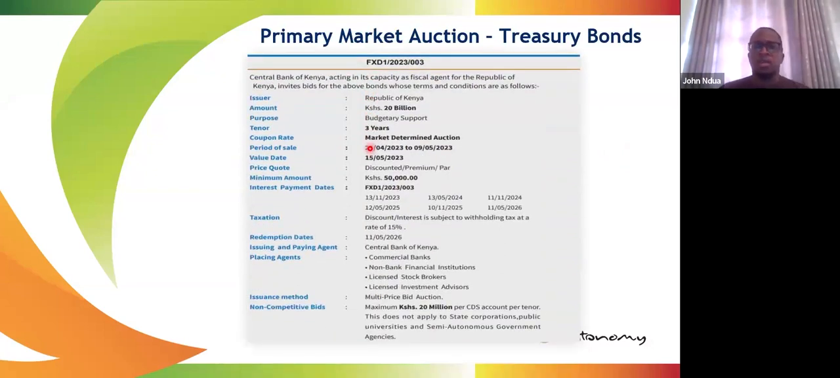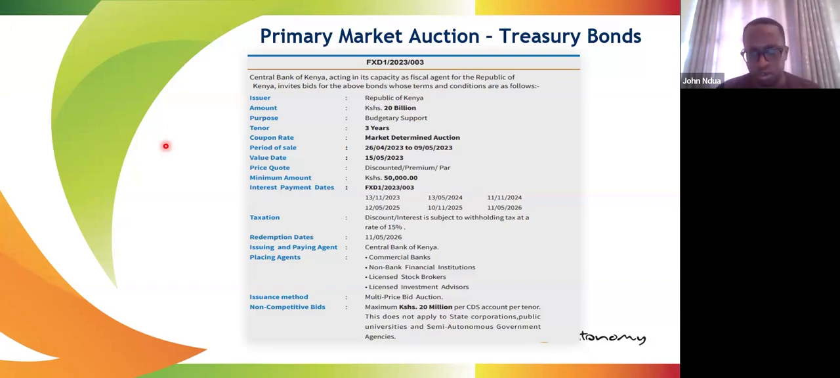Also remember the government also issues treasury bonds, and they issue treasury bonds on a monthly basis. And every month they have to issue a bond, and every bond has a document we call the prospectus. And this is how a prospectus looks like.